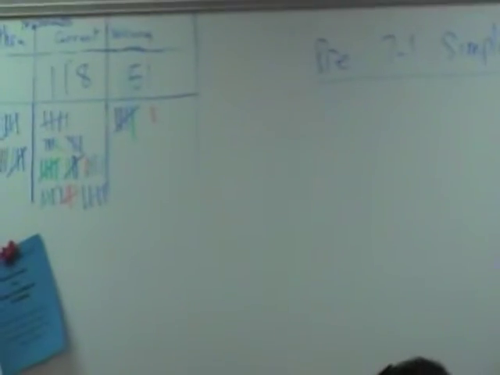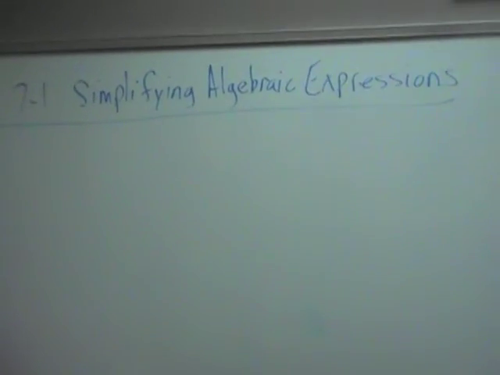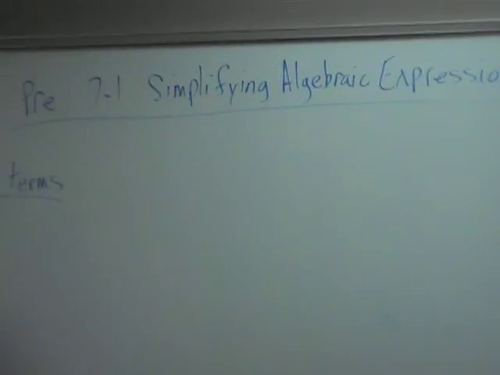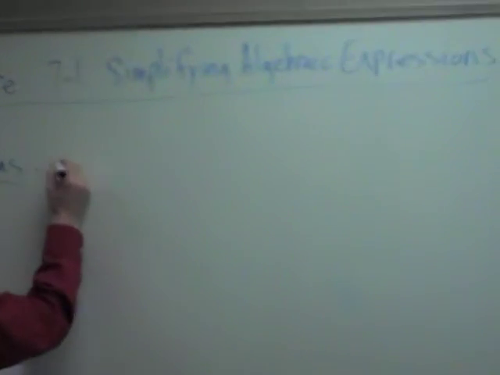All right, simplifying algebraic expressions. We've been talking about like terms the whole year. Can you tell me what a like term is? What do you know about like terms? If you're adding and subtracting them, they have to have the same value or the variable? Variable. Yep. So there's two things they have to have.